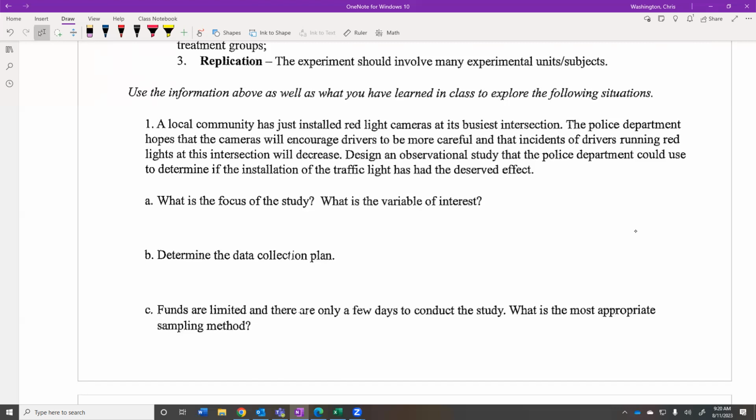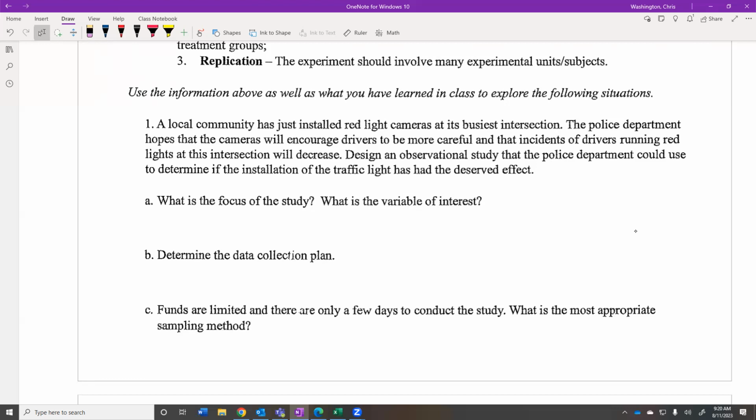So a couple examples. Use the information. Is it a survey, right? It's probably not going to be a survey since that's not part of our notes, because survey is kind of pretty common knowledge. Is it an observational study or an experiment? Let's start there. A local community has just installed red light cameras at its busiest intersection. The police department hopes that the cameras will encourage drivers to be more careful, that incidents of drivers running red lights at an intersection will decrease.